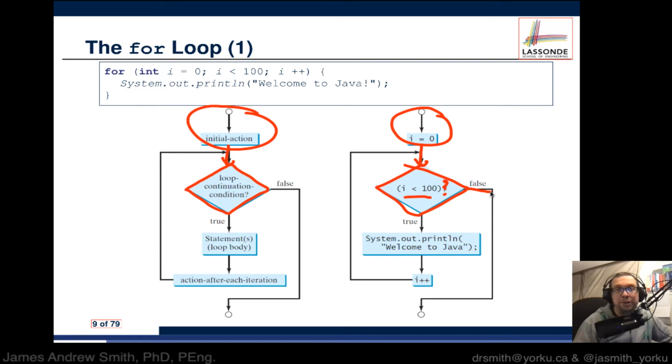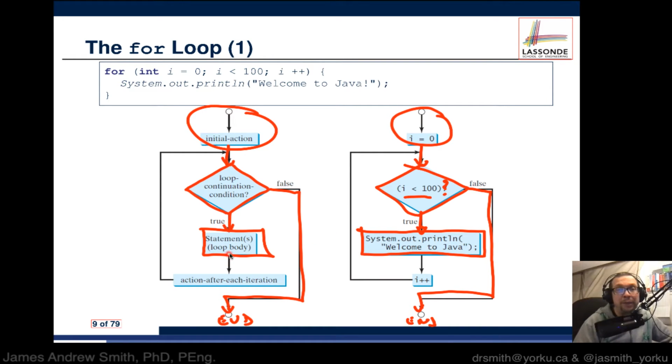The answer to the question can be false, which happens at the very end of our looping, or it can be true, which is what happens during the looping activity. If we go to false, that's the end of our loop. If we get true, then we execute whatever's in the body of the loop. In this case, it's the print line, welcome to Java. Then once that's done, there's this action after each iteration. That's the I++, or I is equal to I plus 1. That's another way of writing it, and for some of you, this is the more straightforward way to write it. Okay, so that's basically a loop.